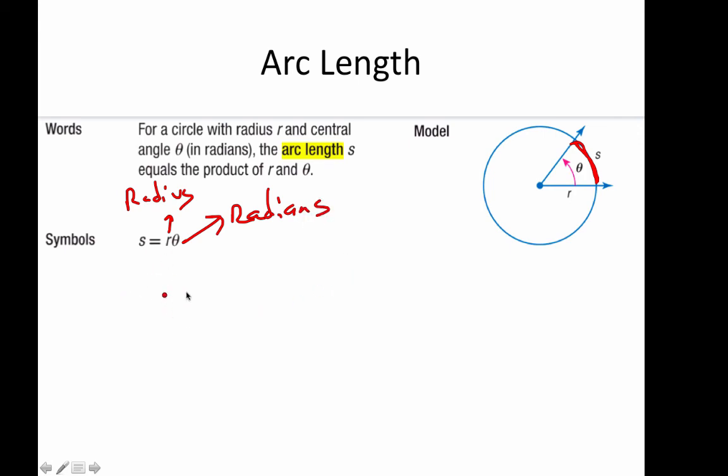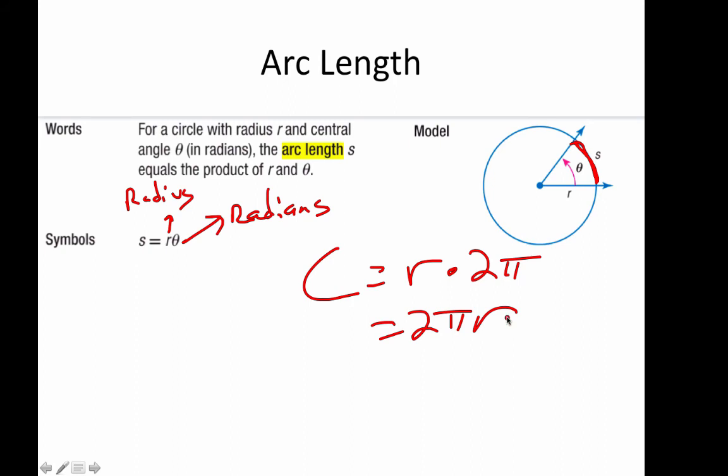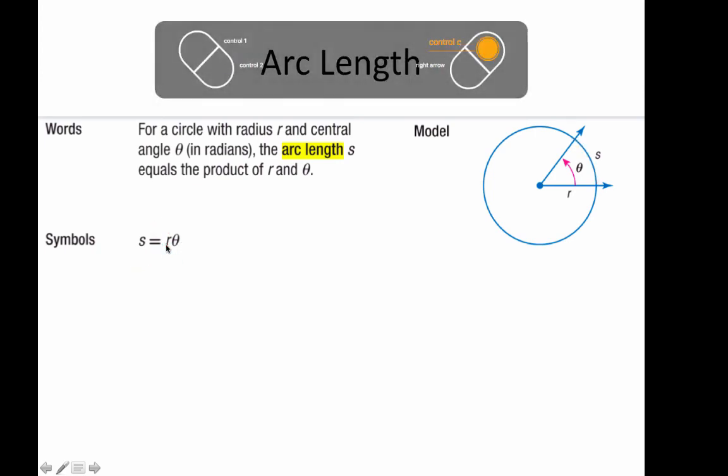If you think about all the way around the circle being 2 pi radians, so the circumference of a circle, if I did radius times radians, oh my gosh, it's 2 pi r. So you've been dealing with radians since you first started circumference, probably back in the 5th grade, when you're first introduced to pi and the relationship between circumference and diameter. So radius times radians.